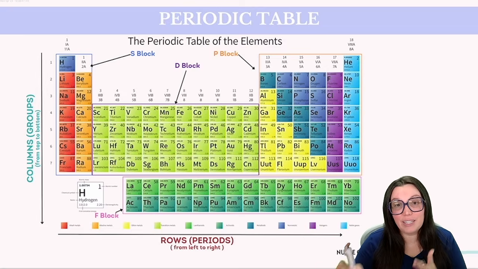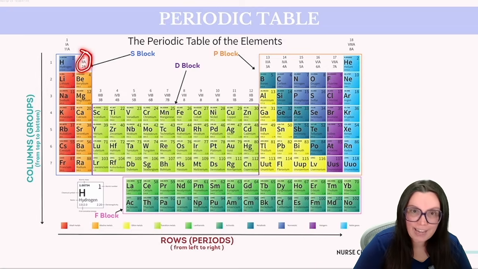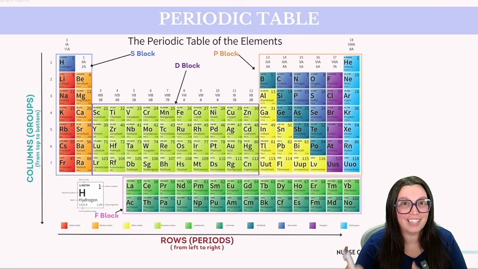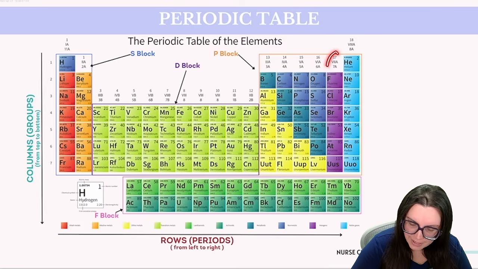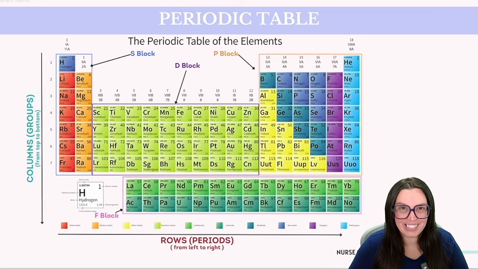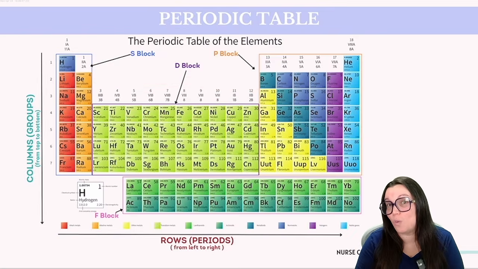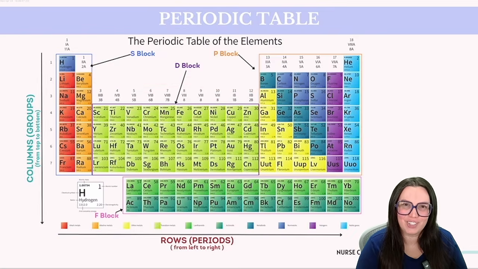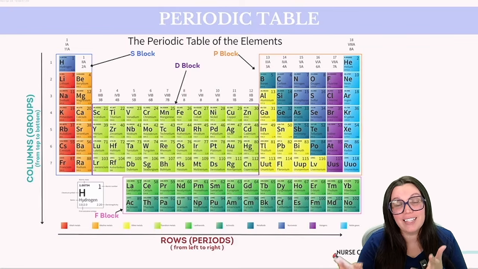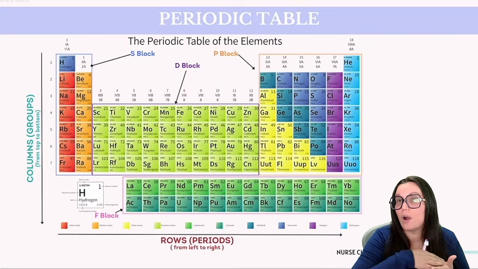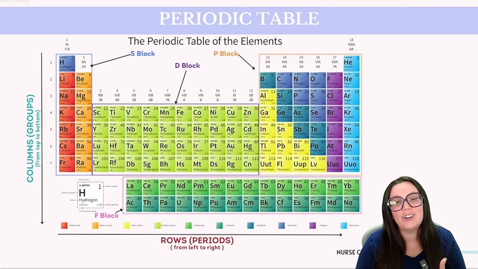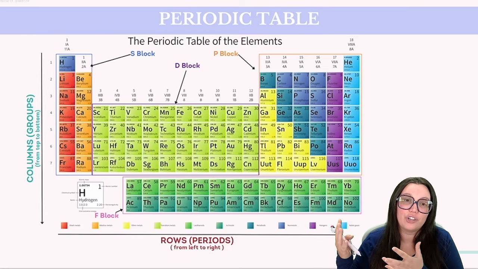For instance, elements found in group 2A are going to have 2 valence electrons, while those found in group 7A are going to have 7. Most of our transition metals found here in the center are going to have either 1 or 2 valence electrons. So in summary, periods on the periodic table are going to be our horizontal rows, and they are going to indicate the number of electron shells.